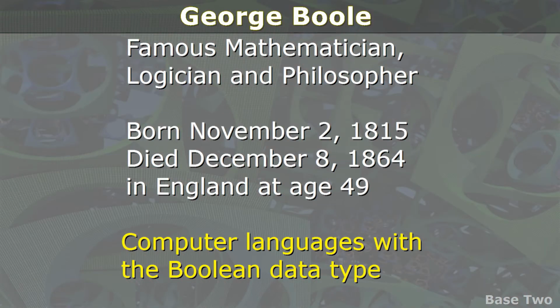Now, George Boole is somebody that you should know because he was a famous mathematician and philosopher. He was born November 2nd, 1815. He died in 1864 at the young age of 49. But to this day, computer languages have the Boolean data type, which can only be set to 1 or 0, sometimes yes, sometimes no, sometimes true, sometimes false.